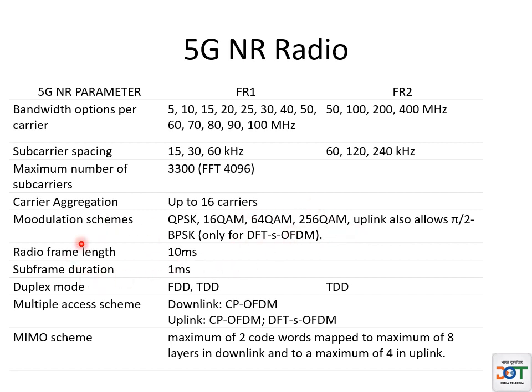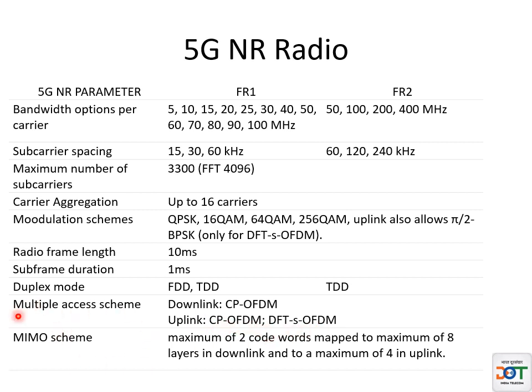Let us talk about the radio frame. The radio frame length in 4G was 10 millisecond; here also it is 10 millisecond. The subframe duration in 4G was 1 millisecond; here it is also 1 millisecond. The duplex mode can be FDD or TDD in the FR1 band, and in FR2 TDD is recommended, right? For the multiple access scheme, CP-OFDM, cyclic prefix OFDM, is used in downlink, and in uplink it can be CP-OFDM and DFT-OFDM.